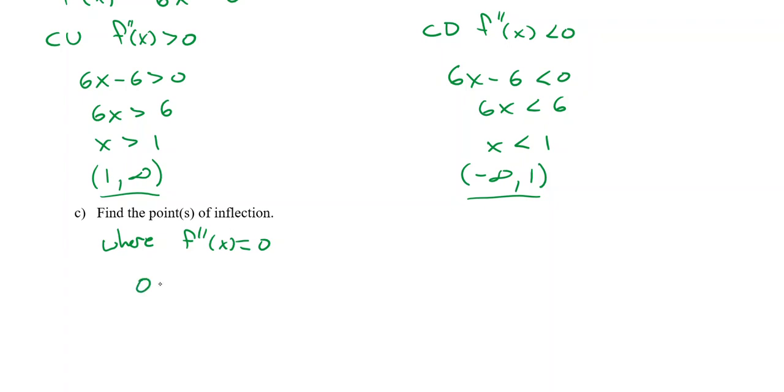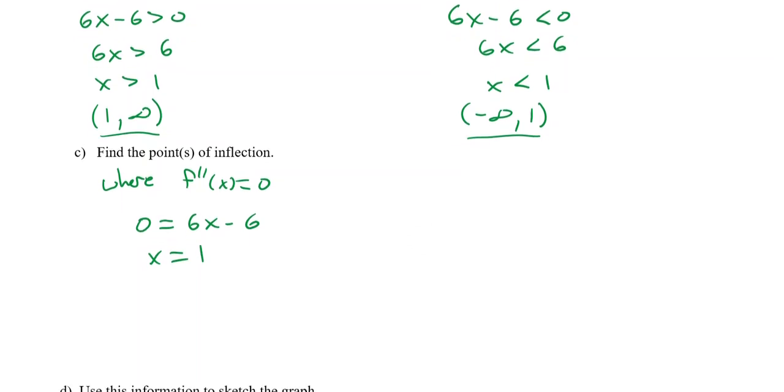So this would be, okay, 0 is equal to 6x minus 6. We've done this calculation a few times. You'll probably believe me if I say x is equal to 1. Okay, so that's going to be where our point of inflection is, when x is equal to 1. But it is a point of inflection, so we should find our y value too. So f of 1.